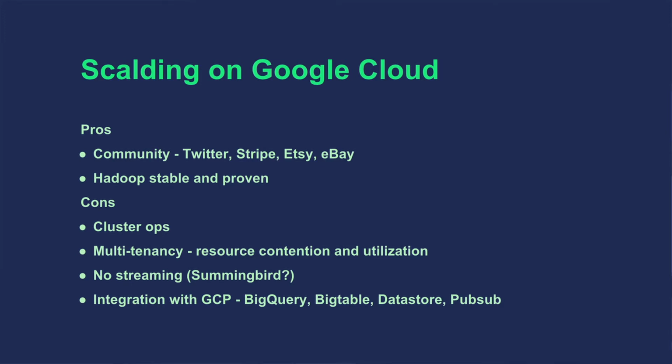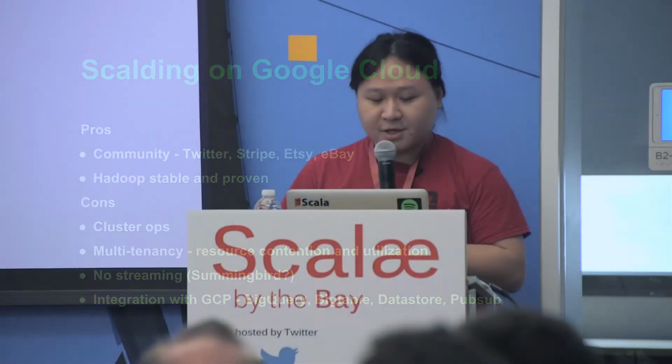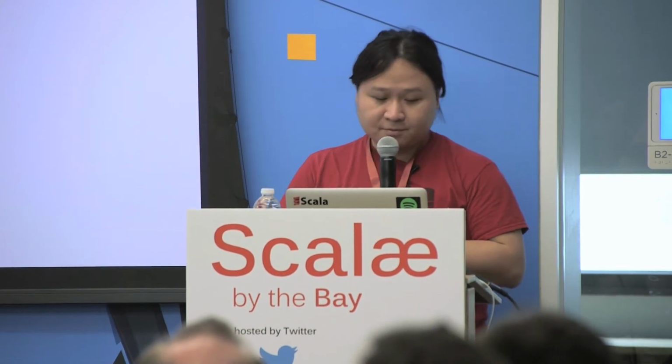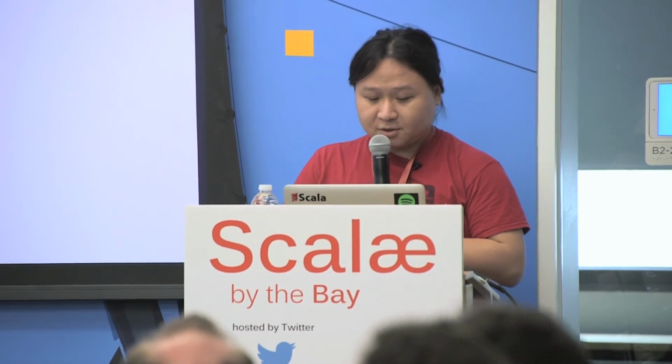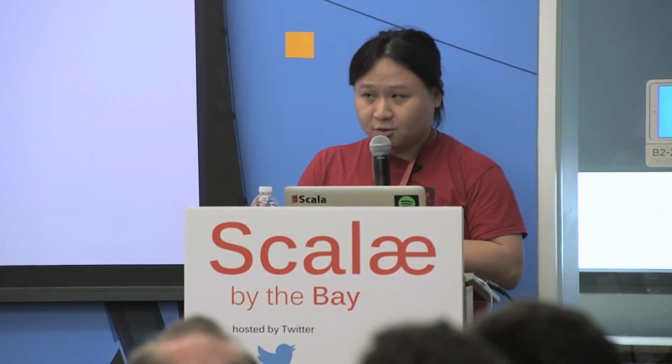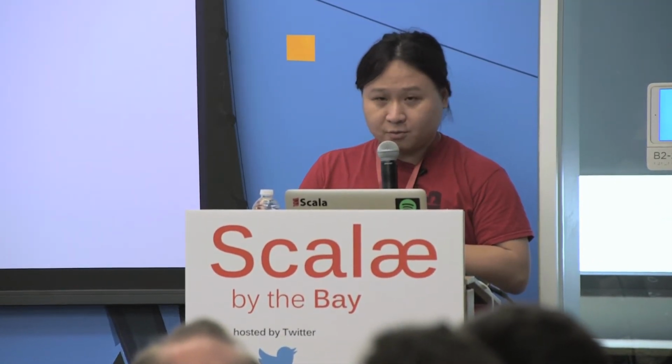The downside, obviously, is you have to manage a Hadoop cluster, and it's not an easy job managing like a 2,000-plus node cluster. You have the problem with multi-tenancy, resource sharing and utilization. There's no streaming mode in Scalding. Obviously, you can use Summingbird, which runs both on Scalding and Storm, but that adds more complexity, right? You have to maintain two separate clusters. There's also no integration with the rest of the GCP ecosystem, like BigQuery, Bigtable, or these Google Cloud products that we want to move over to.